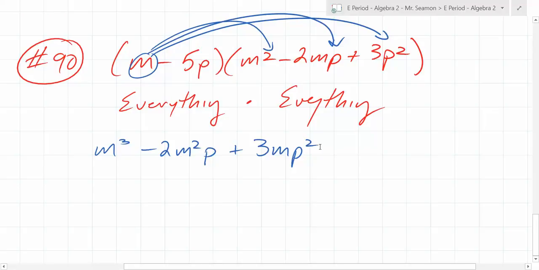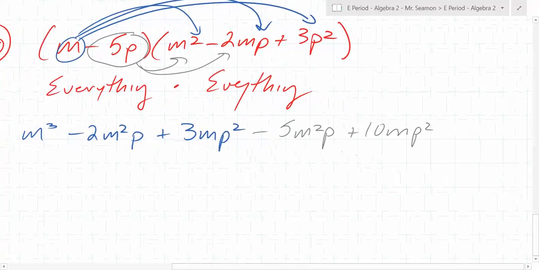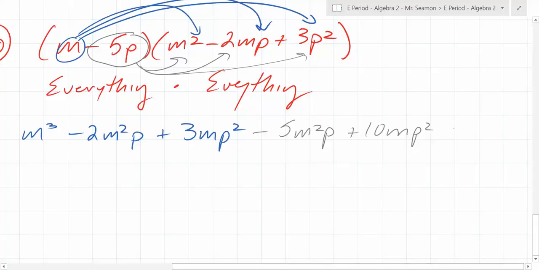How many more multiplications do we need to do? How many, Milo? 3. That's what I want. Thank you. So you have this right here. You end up with minus 5m squared p, and then you get 10mp squared. And then what's the last term, Alex? You're multiplying this times this. What do you get? Negative 15p cubed. Yes, correct.